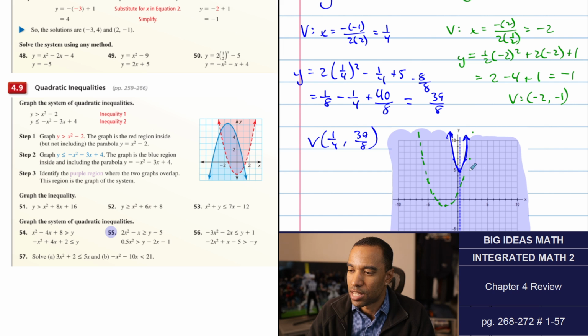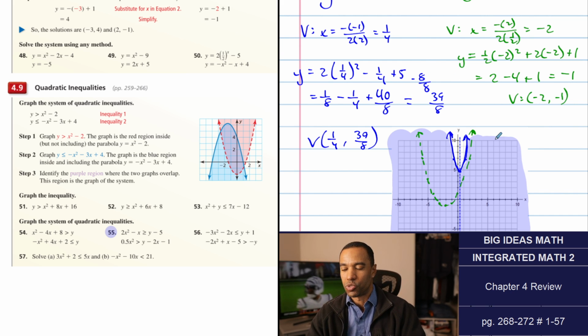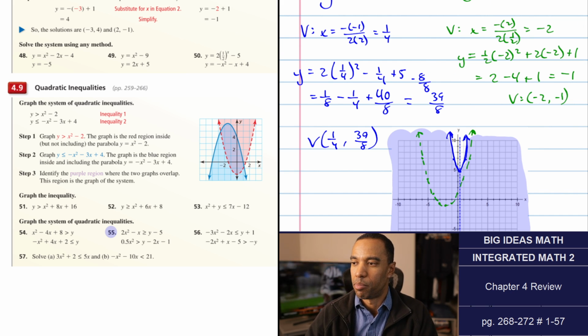Because it's strictly less than, not less than or equal to. You can see how it kind of sits on the outside of this thing, which is interesting. But we will be shading underneath this one as well. Now, the overlapping shaded region is where both of them are shaded.